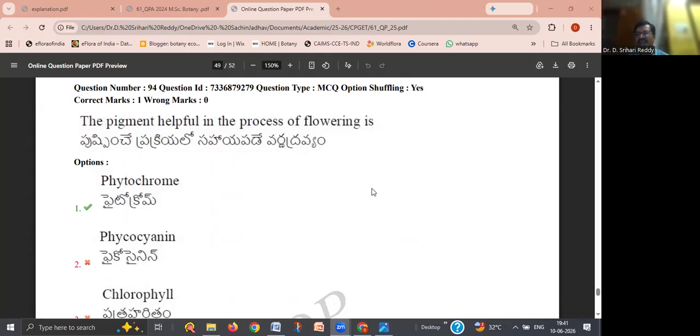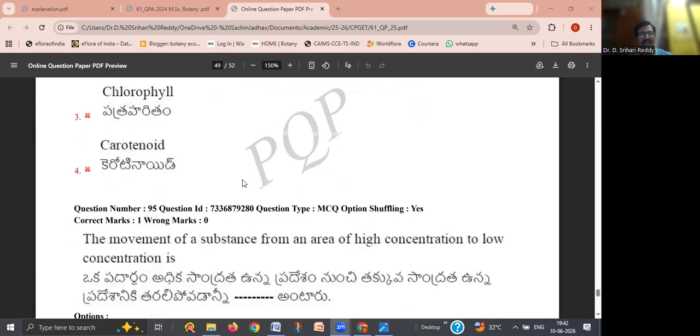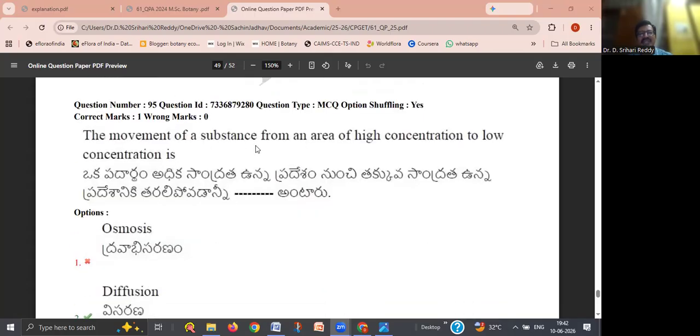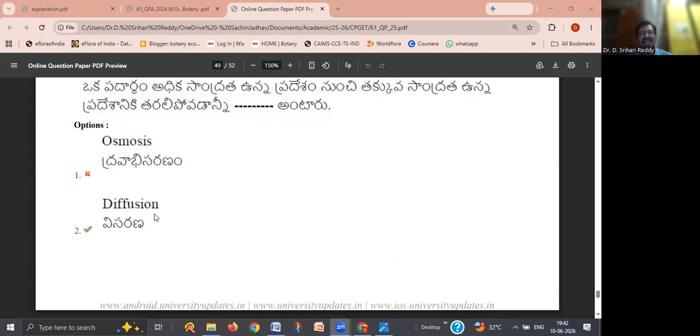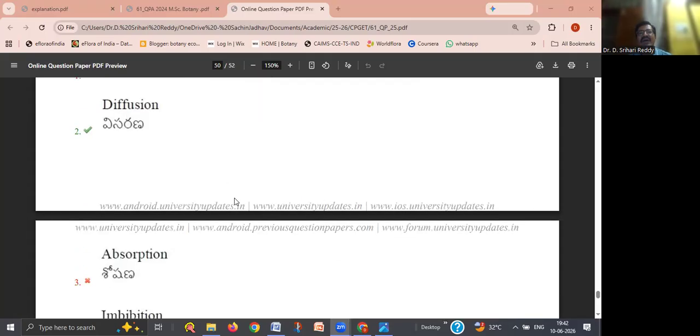This is the light period, the daytime. It influences the flowering. The daytime is longer in summer, and the duration of the daytime is shorter in winter. So it influences the flowering. Those phytochromes are responsible for this photoperiodism. So the pigment helpful in the process of flowering is phytochrome. That is the right answer. The movement of substance from an area of high concentration to low concentration is called diffusion. That is the right answer.